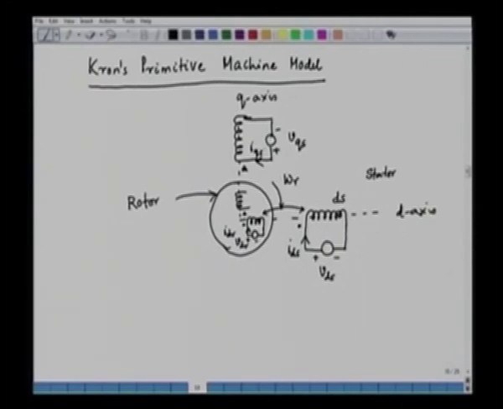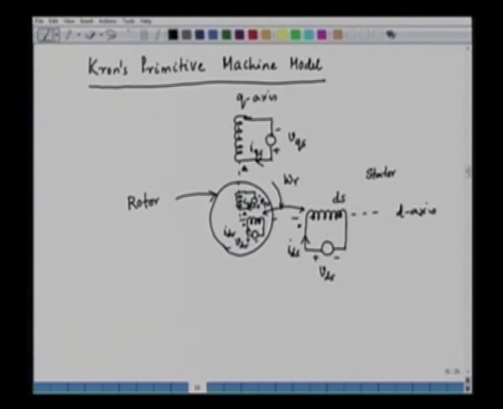This current can be IQS. Similarly, in the Q axis rotor, I can have an applied voltage, plus here and minus here, and this is VQR, and the current in the rotor Q axis winding is entering the triangle terminal, and this is IQR. So I have these two sets of windings, and they are orthogonal to each other.